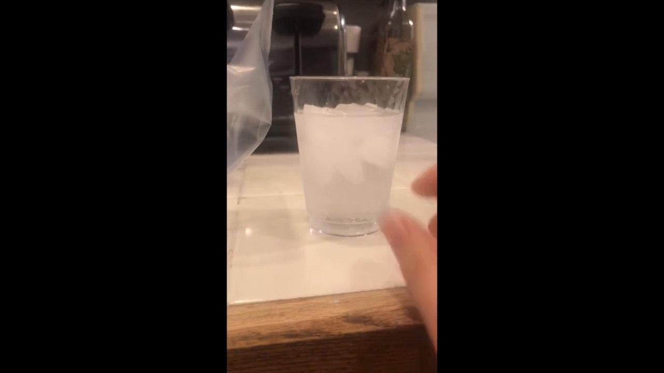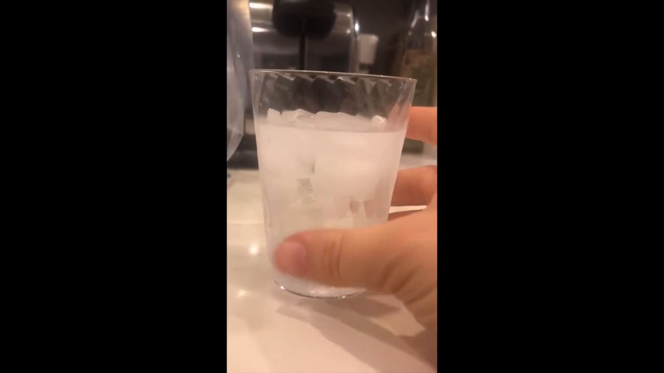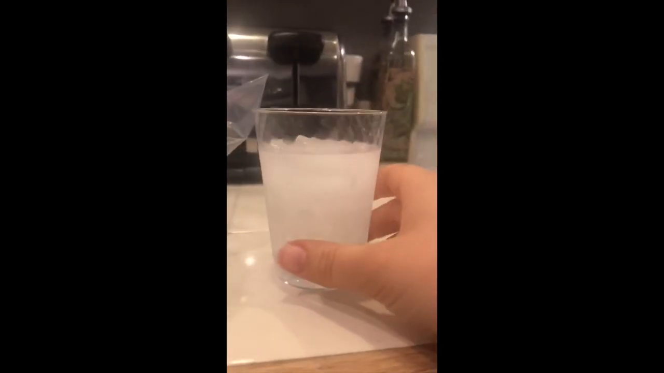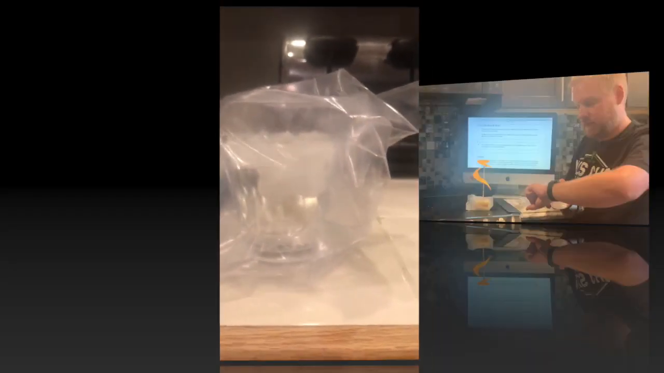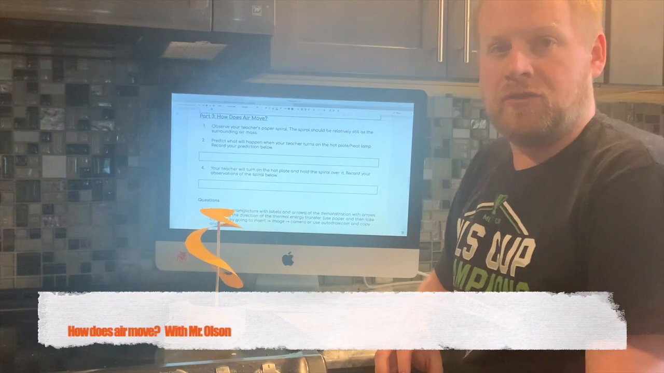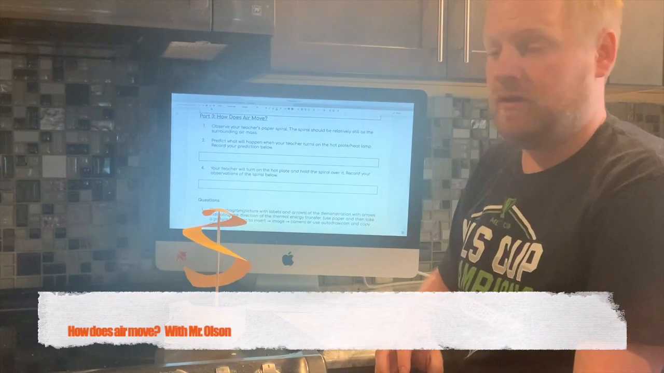So if you can see, this cup looks a lot cloudier, and that's because on the outside it's built up a lot of condensation. So if I go like this, you can see those bigger water droplets, whereas this one has very little amount of condensation on the cup inside. So make sure you answer the questions for part two about why this one might have more condensation built up than this one. Part 3, how does air move?